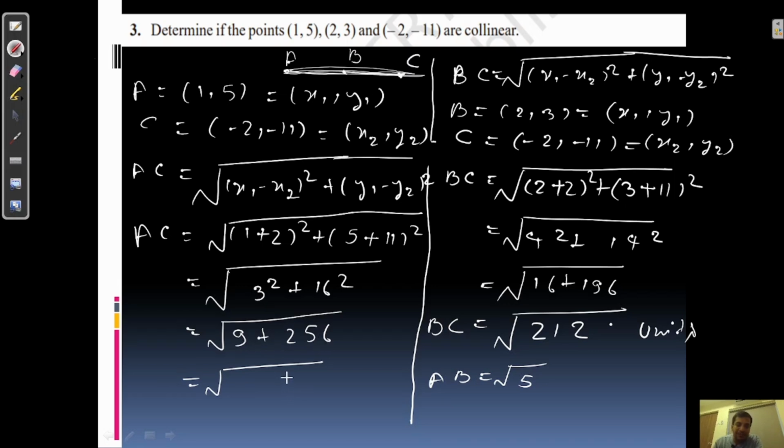9 plus 256: 9 plus 6 is 15, 5 carries 1, 5, 1, 6, then 2. So we are having root of 265 units. It is the value of AC.